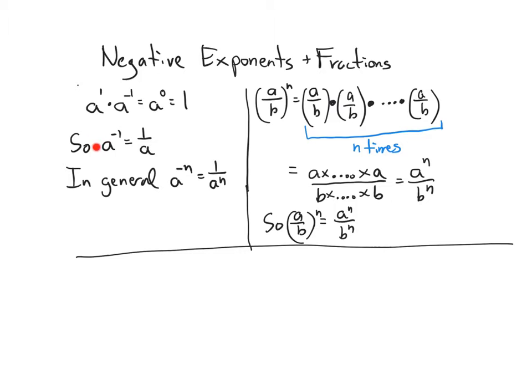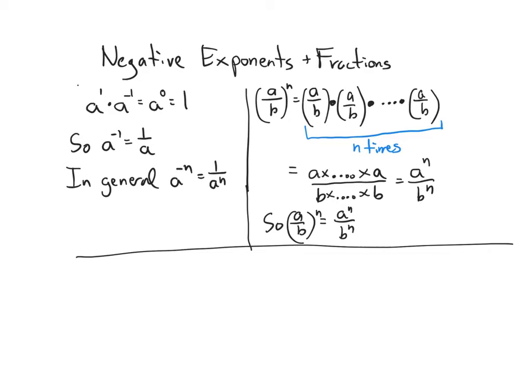So whenever we see a negative exponent like this, it means 1 over that. So in general, it could be any number n. A to the negative n is 1 over a to the n.